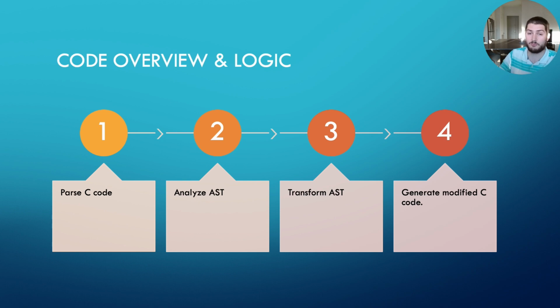The third most critical stage is transform AST. We now modify the AST to replace these constructs with their direct control flow equivalents. And the final stage is to generate the modified C code. After the AST has been transformed to remove indirect control flow, we now need to convert it back into compilable C code. By following these 4 distinct stages, our Python program automates the process of converting C code to mitigate the risks associated with indirect control flow.